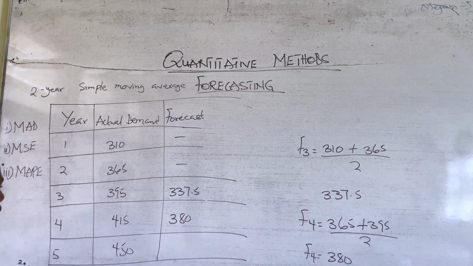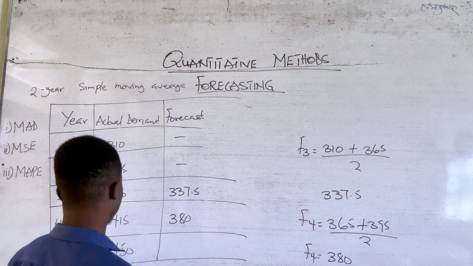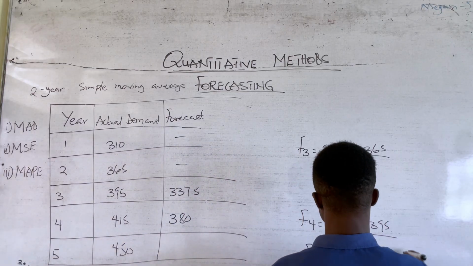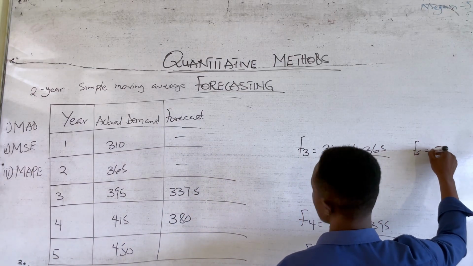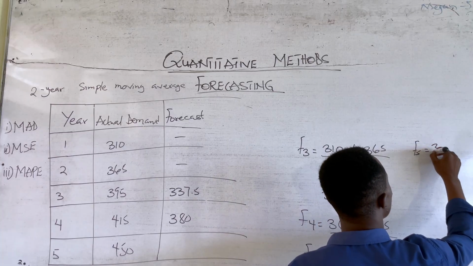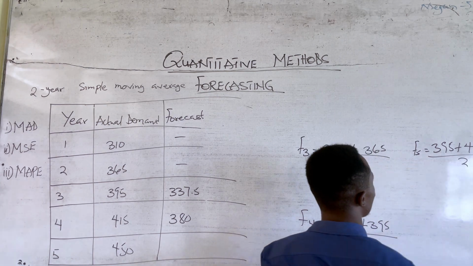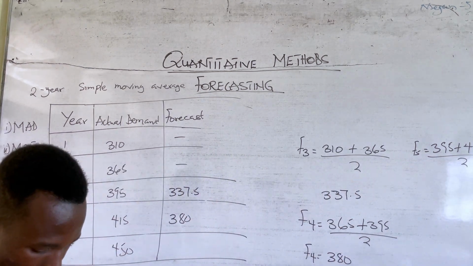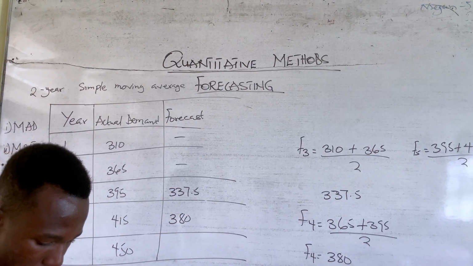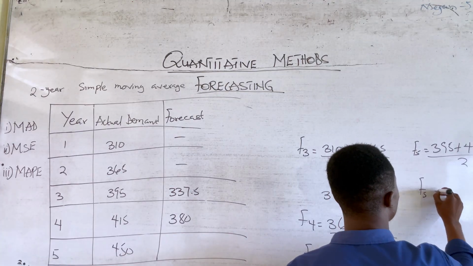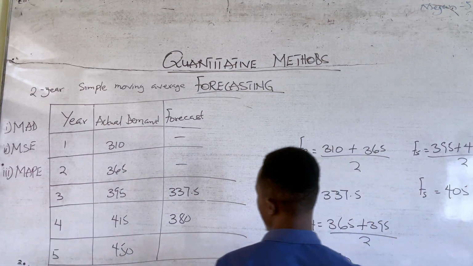Okay, then for the last part, you also have to use what? The last two, which is 395 and 415. So F of 5 is equal to 395 plus 415 divided by 2. You have 405. So F of 5 is equal to 405.